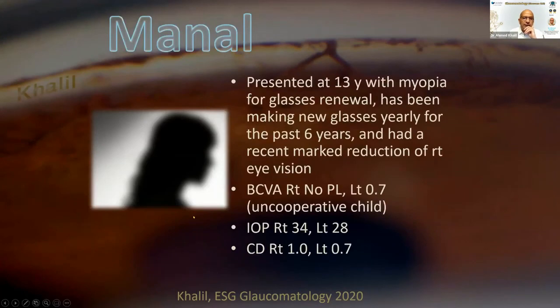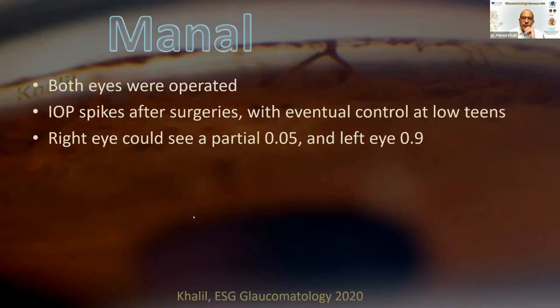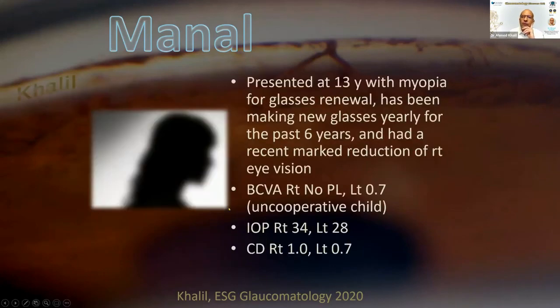Again, another child. She presented at the age of 13 for glasses renewal, and had been making glasses for the past 6 years, and had a recent marked reduction of right eye vision. Best corrected visual acuity was no perception of light in one eye and 6/12 in the left. Uncooperative child; the intraocular pressure was 34 and 28. The CD ratio was 1, total cupping, in the right eye and 0.7 in the left eye. Six years of doing glasses without having a glimpse of the optic nerve in this child.